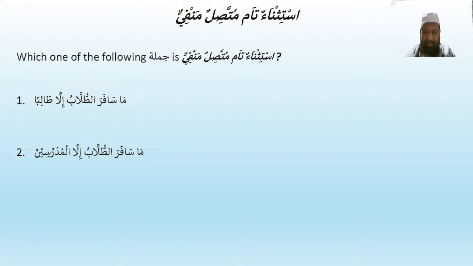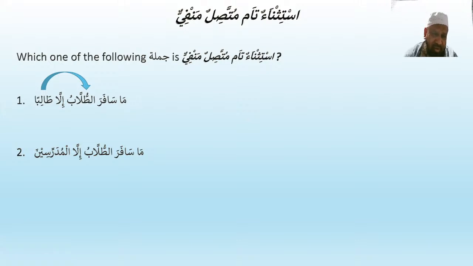Okay, let's analyze it. First of all, we need to know, is it istisna tam? Let's see. This is harful istisna, number one, present. Number two, after harf illa, this is talib, which is mustathna, two are present. If we go back before the illa, tullab is mustasna minhu. All three are present. So yes, it is istisna tam. Now let's see if it is muttasil.